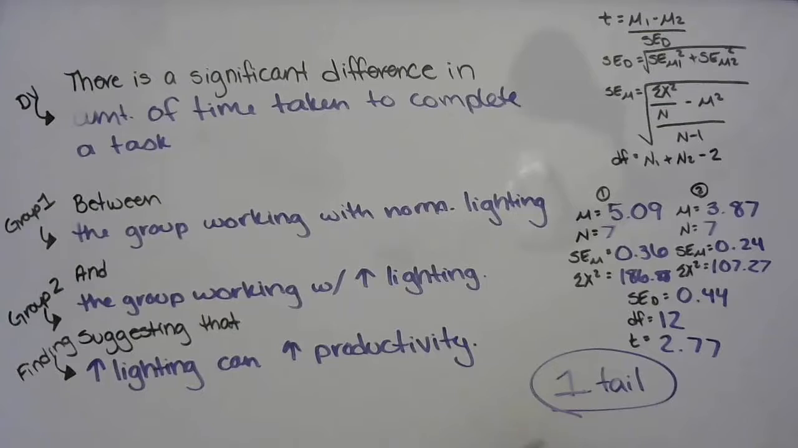Okay, so your whole entire finding is going to say there is a significant difference in the amount of time taken to complete a task between the group working with normal lighting and the group working with increased lighting, suggesting that increased lighting can increase productivity. So congratulations, you guys just did independent t. Good job, guys.